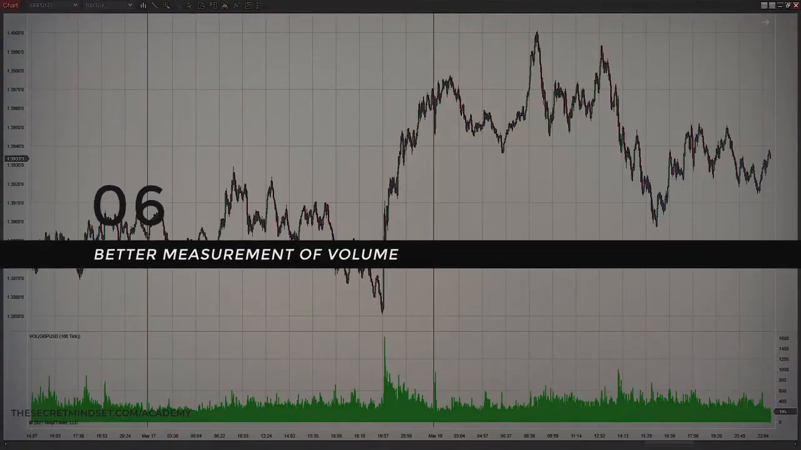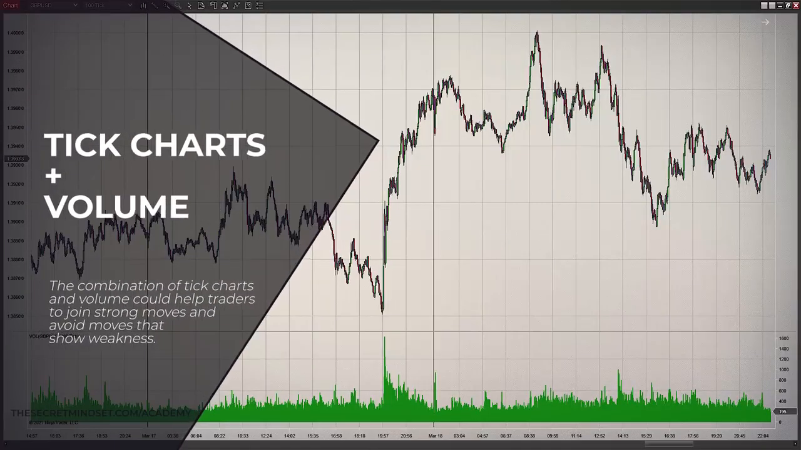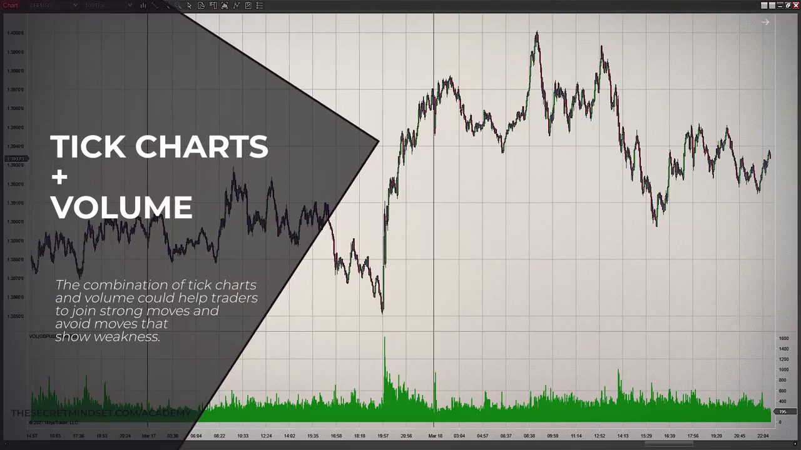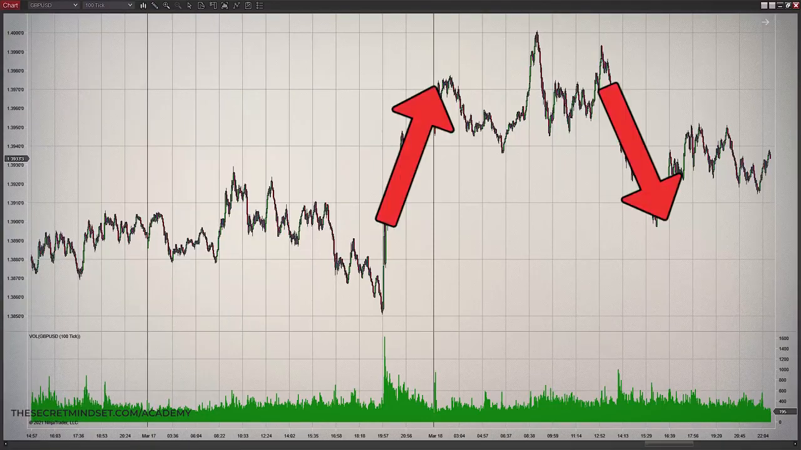Number 6. Better measurement of volume. A volume indicator plotted on a tick chart will offer you a better understanding of the strength or weakness of a price move. The combination of tick charts and volume could help traders to join strong moves and avoid moves that show weakness. The great thing about combining the use of volume with tick charts is that each tick bar is equal.